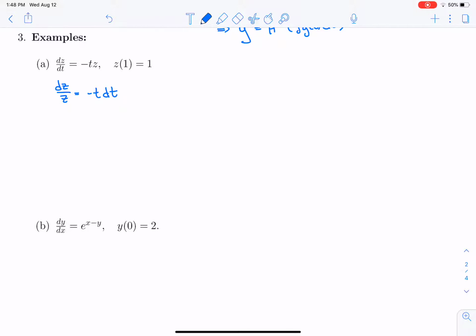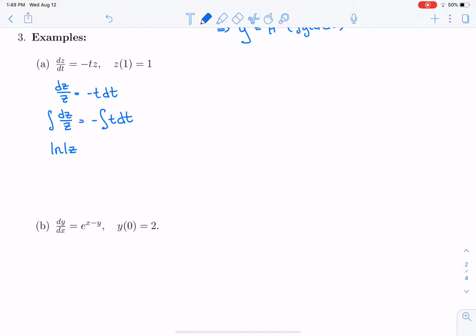And there's two ways I can proceed. I can do this as a definite integral or as an indefinite integral, a lot like when we were dealing with the integrating factors. So today, for this example, I'm going to do this as an indefinite integral. So I'm going to say that the antiderivative of dz over z is going to equal the antiderivative of t dt. So then we're going to get the antiderivative of 1 over z is natural log of z.